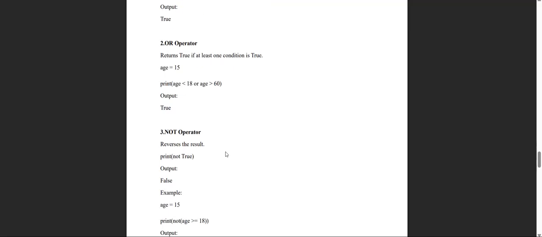And next, the not operator. Not reverses the answer. Think of it as the opposite switch. For example, if we write not true, then it will be false. If we write not false, then it will be true. Okay. Next, expression evaluation. So whenever Python sees an expression, it evaluates it and produces a result. For example, result equal to 5 plus 3. So Python calculates it, the output is 8, and stores it in the variable result.